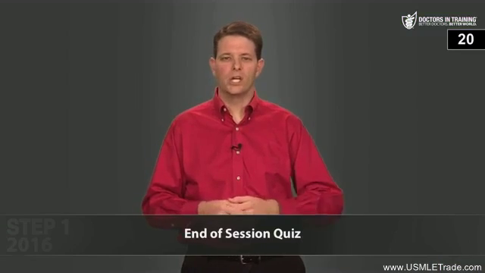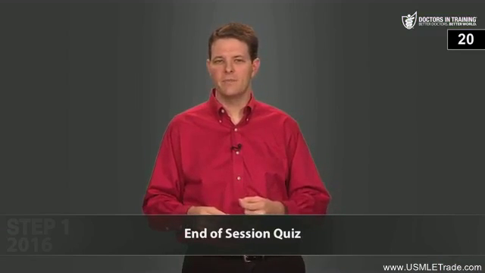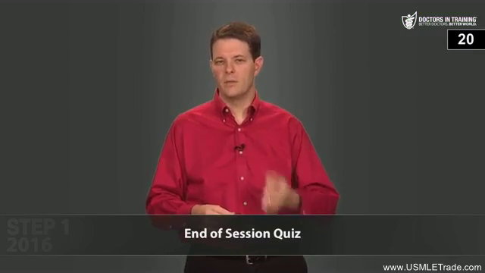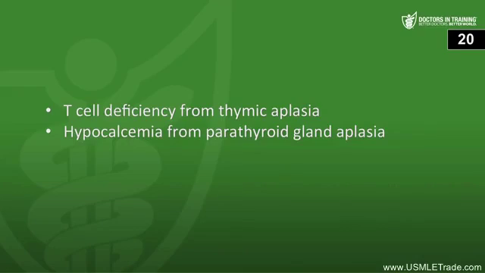The last question. A young child presents with tetany from hypocalcemia and candidiasis resulting from immunosuppression. So what cell type is deficient in this patient? Well, this is DiGeorge syndrome, which is a T-cell deficiency from thymic aplasia. And the hypocalcemia is due to parathyroid gland aplasia.